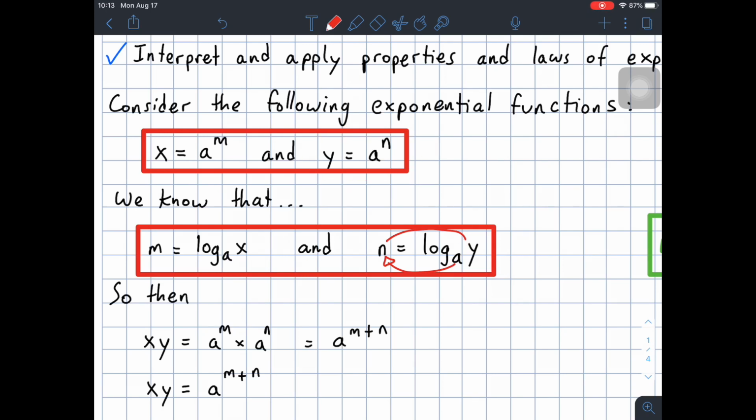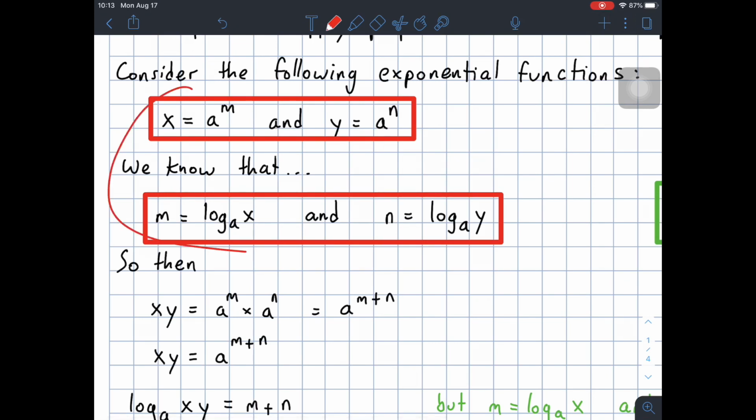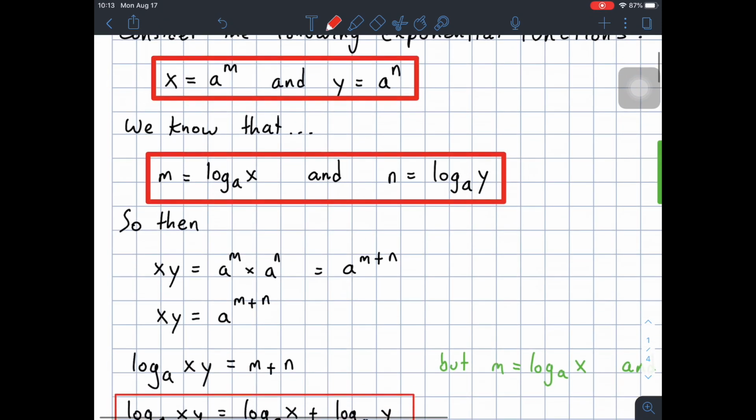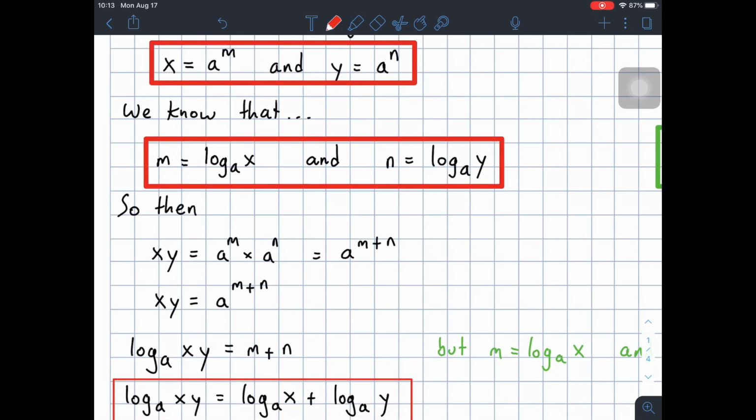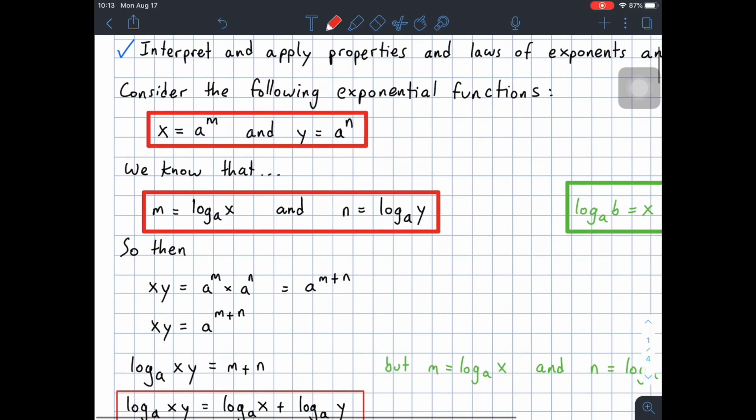Okay, so from those two exponents, we can rewrite them in the logarithmic form. So you need to remember these two things because we're going to be using this throughout all of the 4 demonstrations of the laws of logarithms. So for the first demonstration, we could say that if we multiply x times y, this is the same as saying a to the power of m times a to the power of n, right? Because we have defined x and y as that.